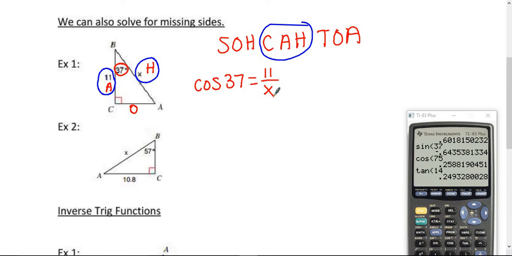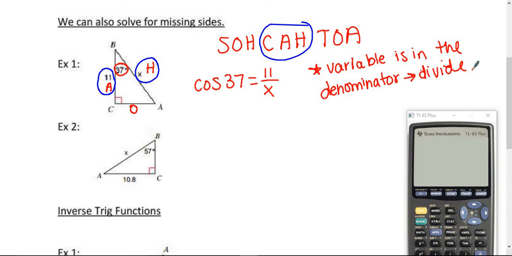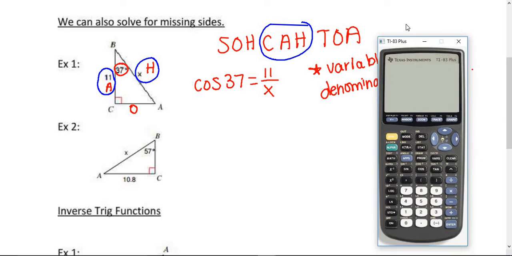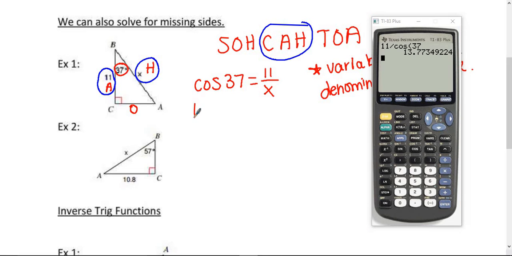Now I can show you how to solve for x for this, but what I like to do is remember if the variable is in the denominator, that means divide. Okay, so denominator, divide. They both start with a D. So what you do is always the number first. So we'll do 11 divided by the cosine of 37, and we get 13.77. So x equals 13.77 if we are solving for x.